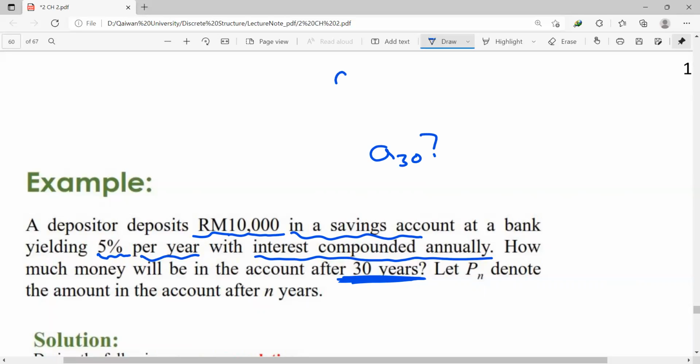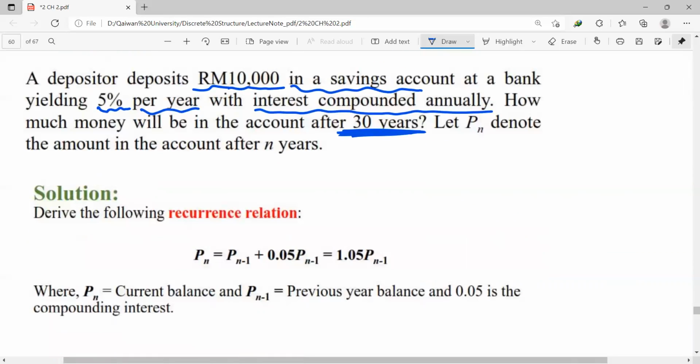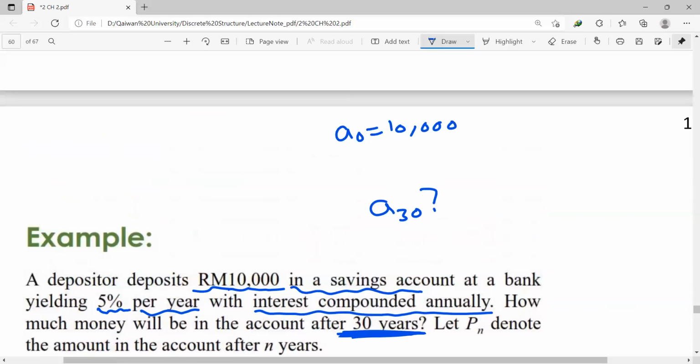Okay, A naught is 10,000, and it's increased by 5% of the total money per year. Here we say Pn equals Pn minus 1 plus 0.05 of the total money. 5% means 5 over 100, which is 0.05. So the money is increased by 0.05 of the total money.